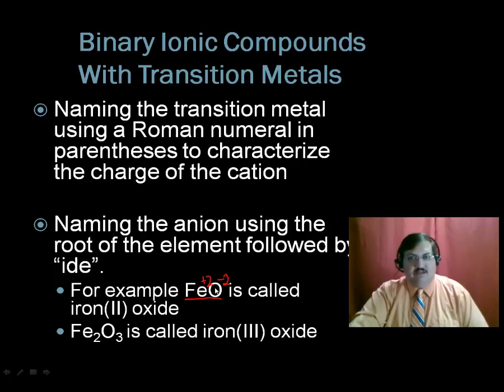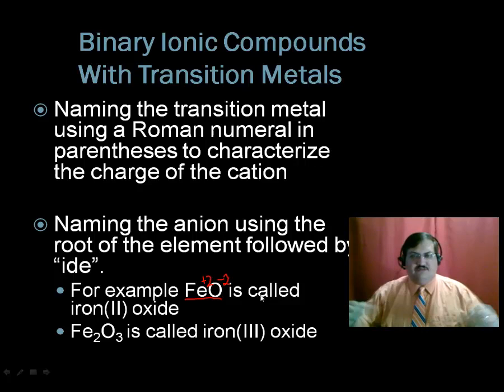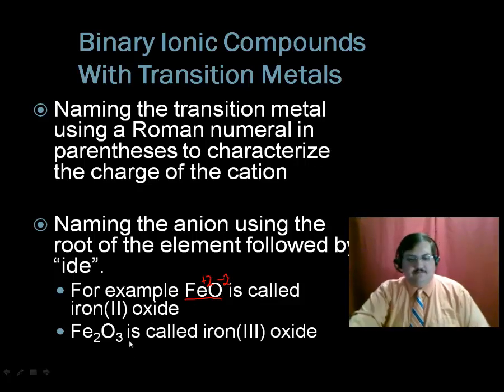My oxygen being a negative 2, my iron has to be a positive 2. So I call this iron 2 oxide. Remember that 2 is denoting the positive charge there. As a side note, I am writing these charges here to help us try to keep straight, but when you answer a question, you don't want to leave the charges in your final answer. That's actually going to say that they're two separate ions floating around in a solution or in a gas, not combined together to make a compound.